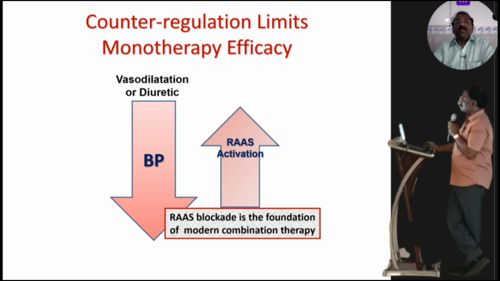The counter regulation limits monotherapy. With vasodilatation or a diuretic, BP reduces, RAS is activated, and BP will increase. So here, which combination do you prescribe? When you are using amlodipine, you get good vasodilatation. When you are using the sartan, they reduce the RAS activity. So obviously the second pathway will also be low. So the blood pressure will come down.